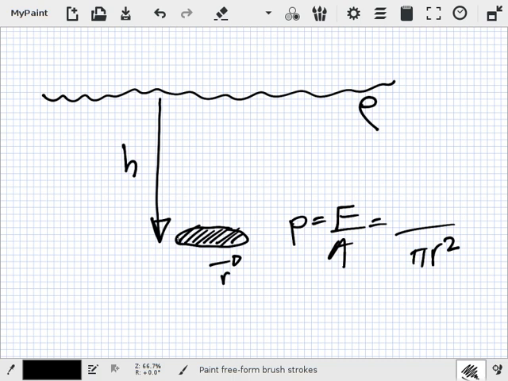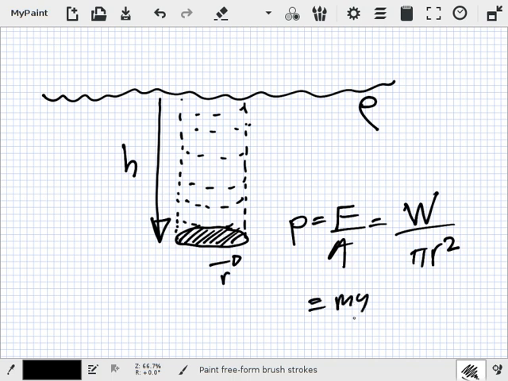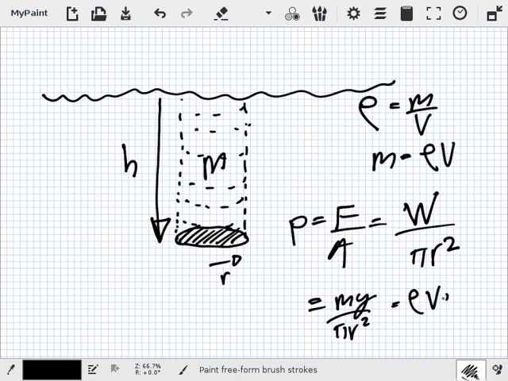Can you imagine? It's like all the water that's above it in this column of water is pushing on it. That's why it has a force. So it's actually the weight of the liquid. But the formula for weight is mg. Now we don't know the mass of this, do we? But we know that density is mass over volume. So mass is density times volume. So that's density times volume times g over pi r squared.